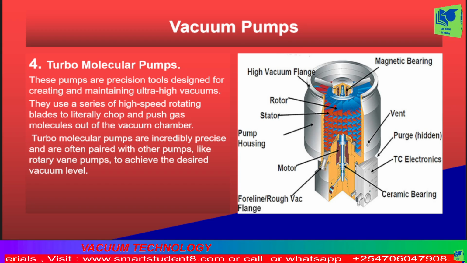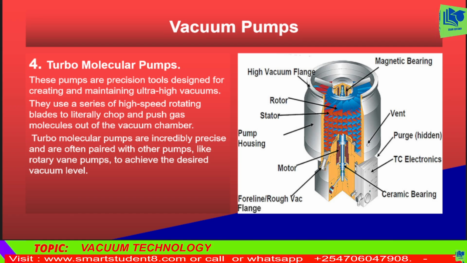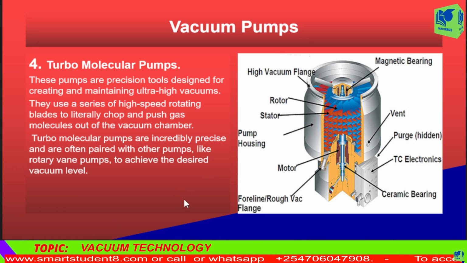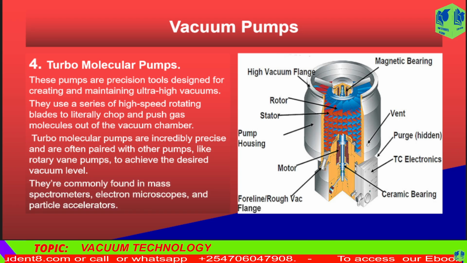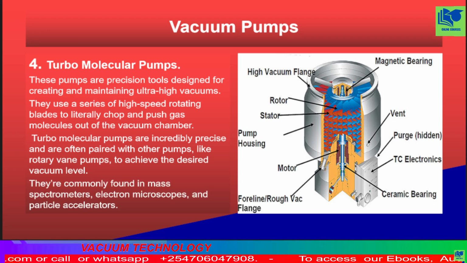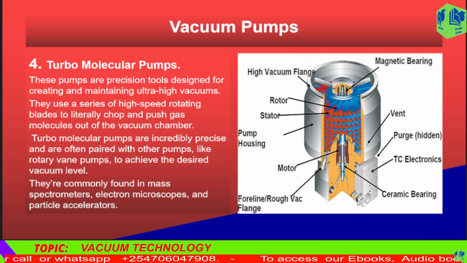Turbomolecular pumps are incredibly precise and are often paired with other pumps, like rotary vane pumps, to achieve the desired vacuum level. They're commonly found in mass spectrometers, electron microscopes, and particle accelerators.